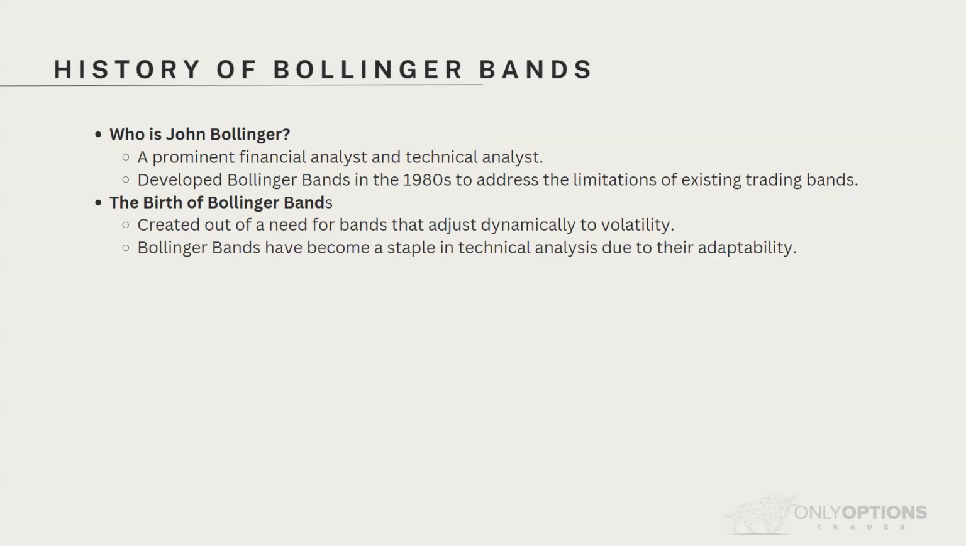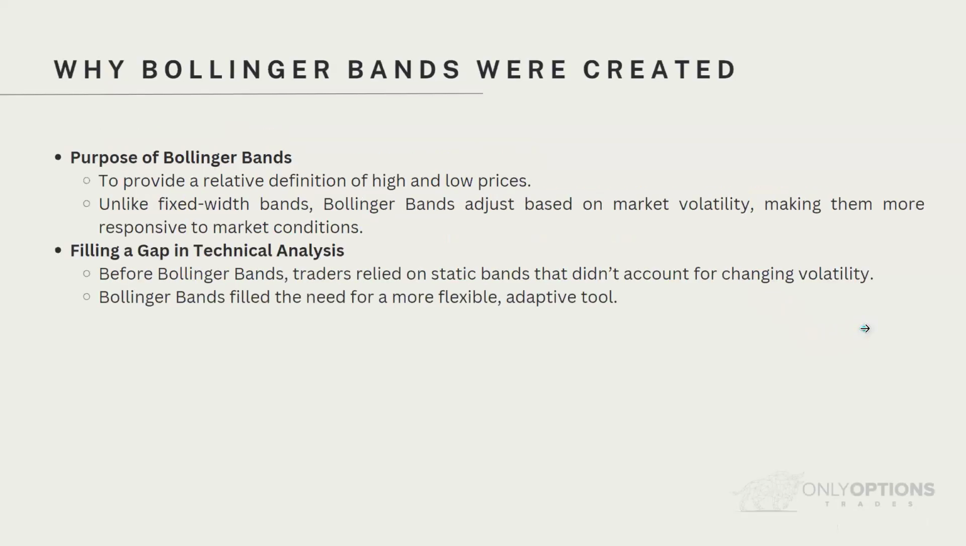It was created because there was a need for a volatility measurement, and since volatility is dynamic, all the other levels used at the time were fixed. So Bollinger Bands was one of the first that moves with the price action, and that makes Bollinger Bands very useful. They have become a staple in technical analysis because they're very adaptable. The purpose is to provide a definition of where the prices might go.